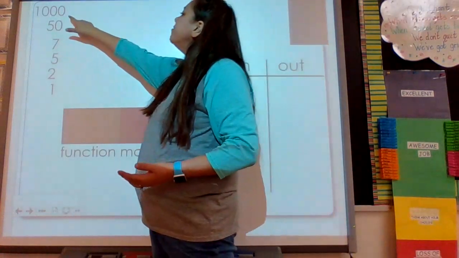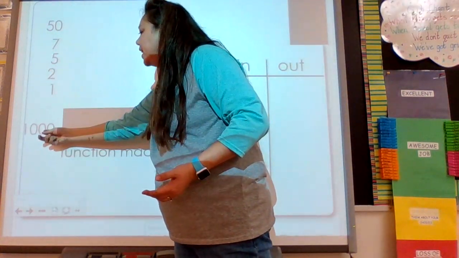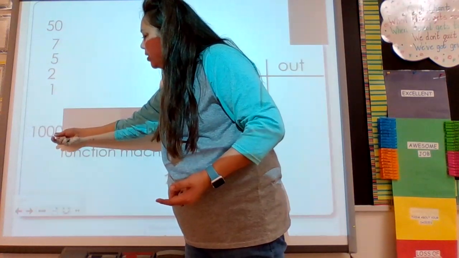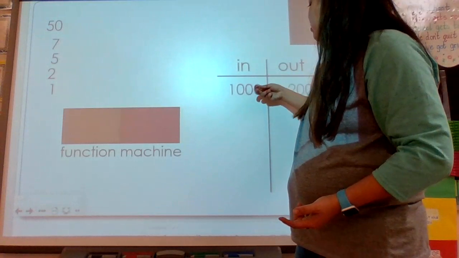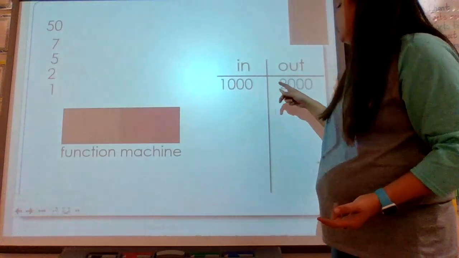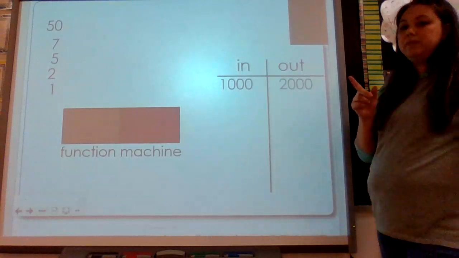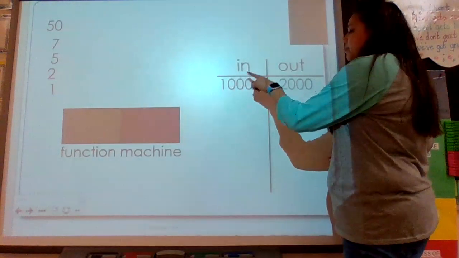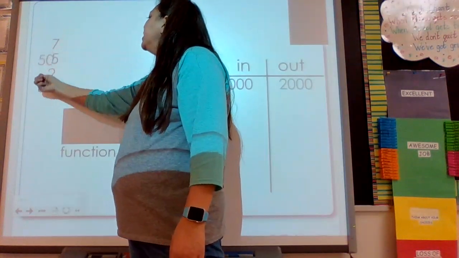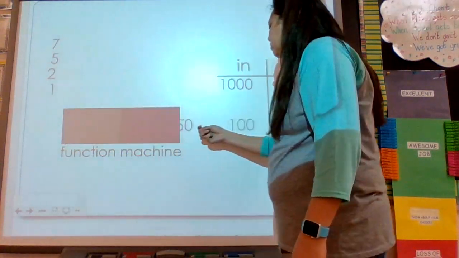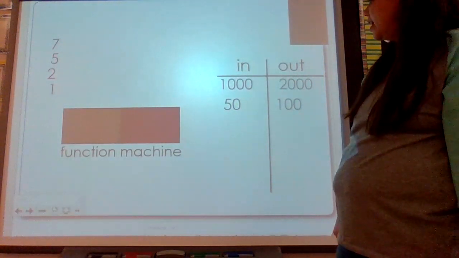Okay, if I put 1,000 in, so I'm going to bring 1,000 down, and I'm going to put it through the machine. What comes out? 2,000 came out. That gives me a clue. Going from something small to something big. Oh my gosh, we're doing that a lot. If 50 goes in, 100 comes out.